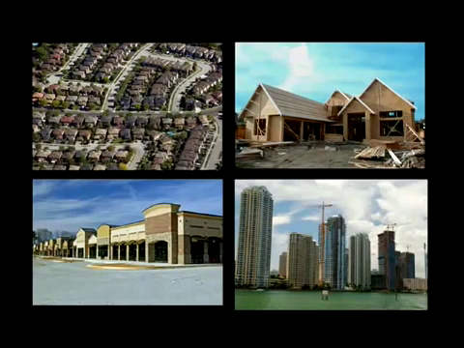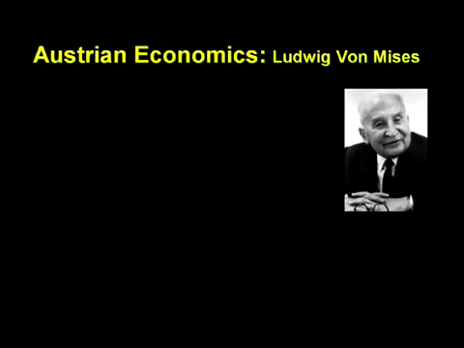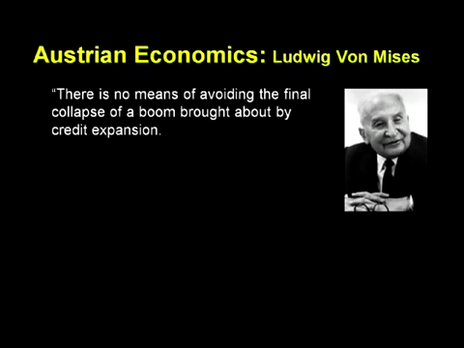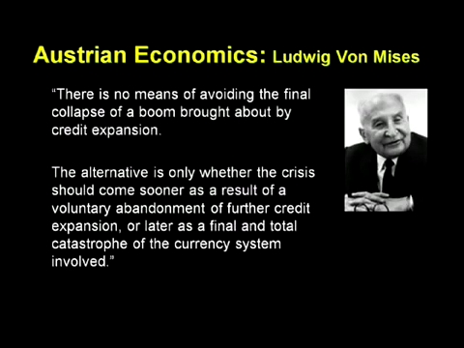money more. The Austrian School of Economics has a very crisp and historically accurate definition of how a credit bubble ends. According to Ludwig von Mises, there is no means of avoiding the final collapse of a boom brought about by credit expansion. The alternative is only whether the crisis should come sooner as a result of a voluntary abandonment of further credit expansion, or later as a final and total catastrophe of the currency system involved. This is a view I happen to ascribe to and explains my strong preference for placing my wealth out of the path of a potential dollar collapse.